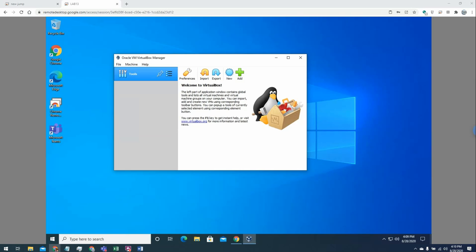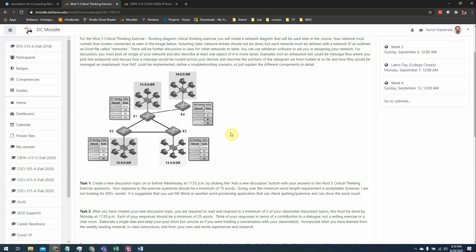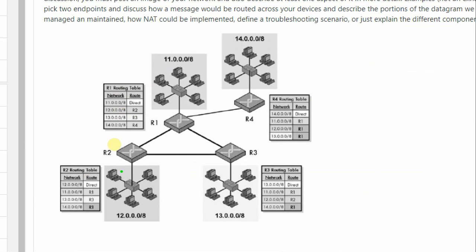Okay, cool. All right, so here's an illustration from the book on what you have to create. You're going to have at least 4 different routers: R1, R2, R3, R4. Now each one of these routers is going to be a software router. Specifically, it's a Linux distribution called pfSense.